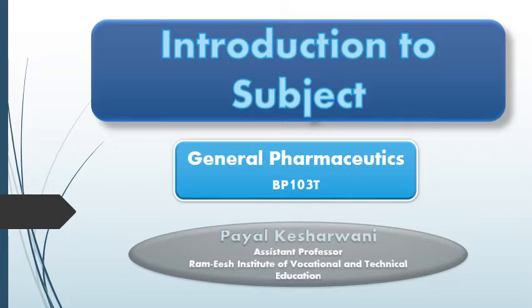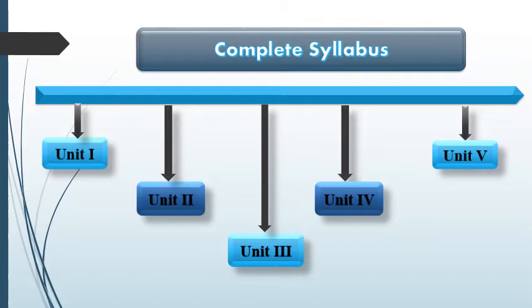In this video, we will be discussing the syllabus of General Pharmaceutics having BP code 103T. We will be covering the various units which come under this chapter, and we will be discussing the various subtopics also which are covered in that chapter. So let's start the video. Basically, General Pharmaceutics consists of 5 units, that is Unit 1, Unit 2, Unit 3, Unit 4 and Unit 5. In the coming slides, we will be discussing the various topics which will be coming under these units.